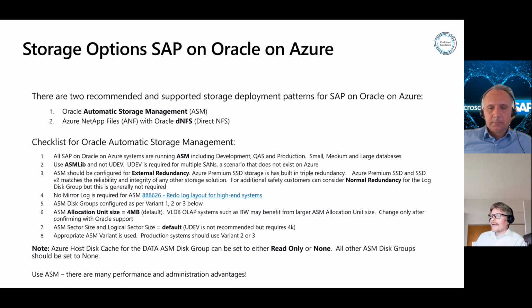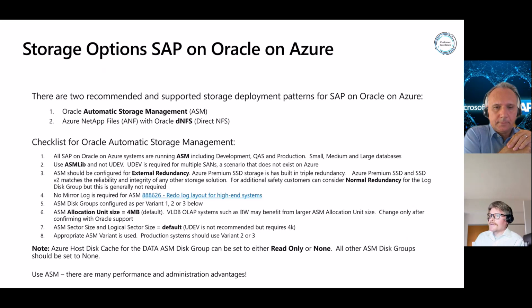The Oracle ASM allocation unit size, 4 megabyte is the default. If you had a very large BW system, that can be increased, and OLAP systems could get some benefit. But that would be something I would recommend discussing with Oracle in the first instance.